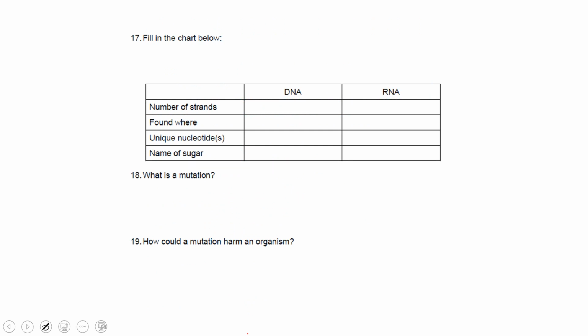Next, fill in the chart below. DNA is double-stranded. RNA is usually single-stranded. DNA is found in the nucleus. RNA is made in the nucleus, but then it usually leaves, so we'll say it's found mostly in the cytoplasm. We'll say it messily, as always. Number of unique nucleotides. Well, DNA uses T. Or they didn't actually say number, so we'll just say T. And then the unique nucleotide in RNA is U.